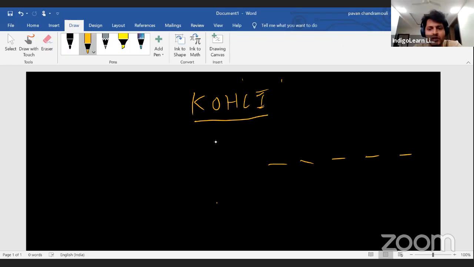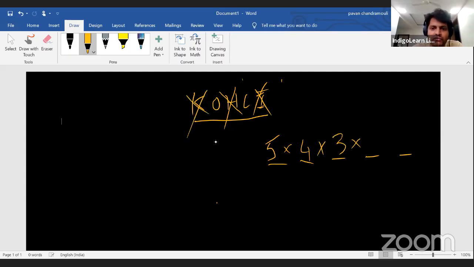So let's try to fill the leftmost one. You can fill it in 5 ways. You can use K or O or H or L or I, any alphabet that you want. Let's assume you have used one. So you have 5 ways of filling the first one, into 4 ways of filling the second one. Whichever you have used, you then have 3 ways of doing the third one, then 2 ways of doing the fourth one. And obviously you are left with only one option.